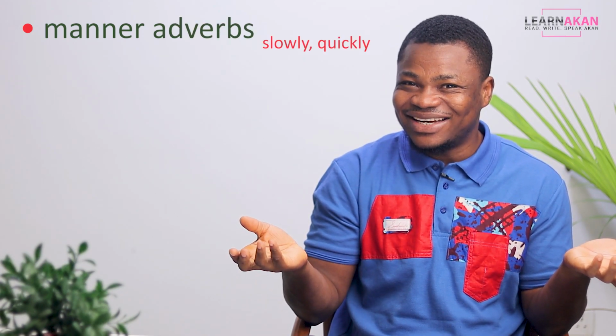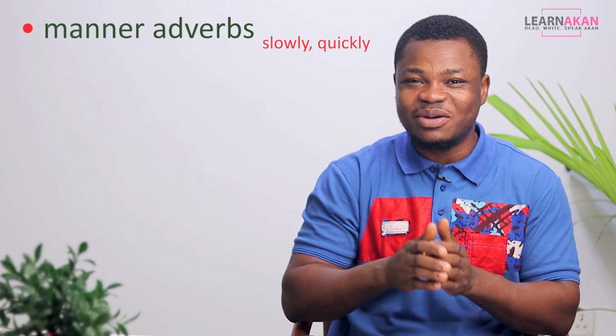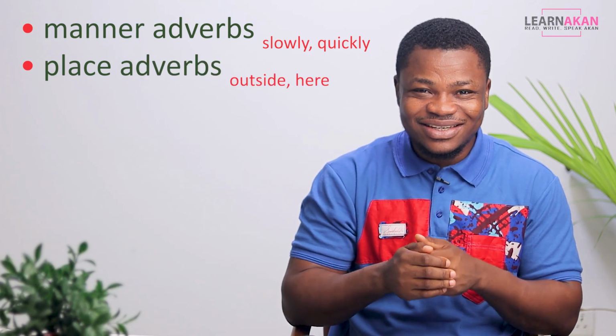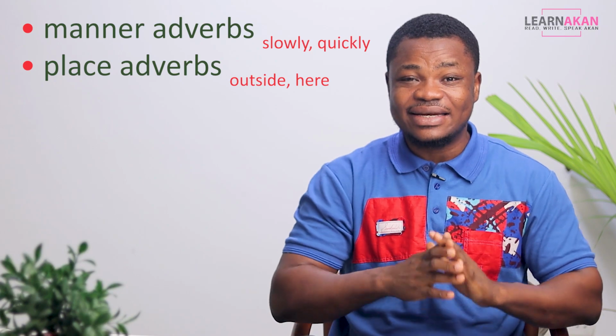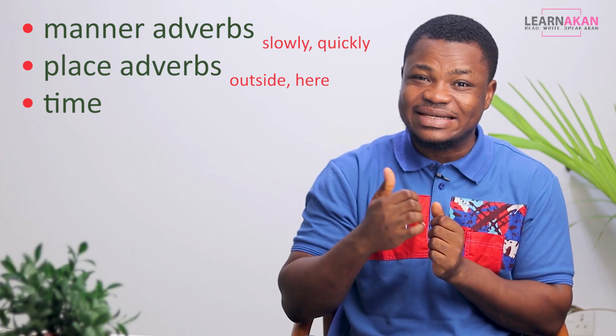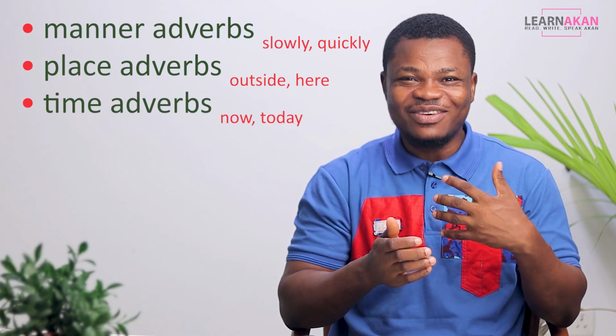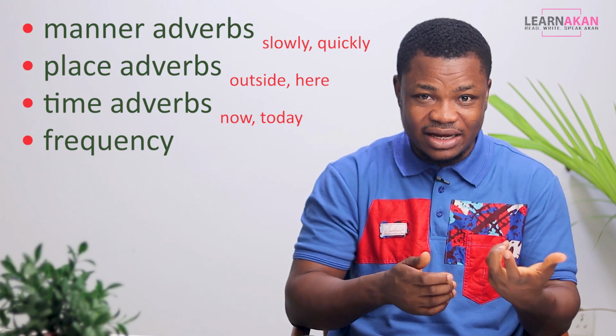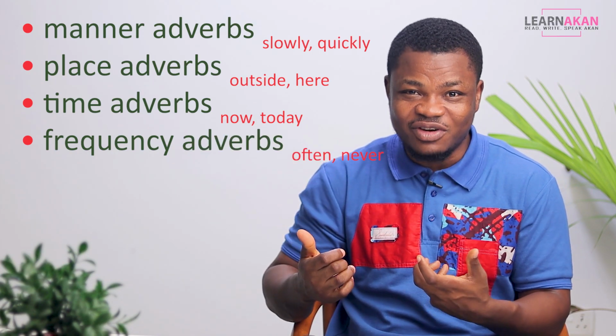The adverbs that provide us with information regarding the manner in which something is done, we call such adverbs the manner adverbs. Simple, right? And then the adverbs that provide us with information regarding the place where something happens, guess what, we call them place adverbs. The adverbs that provide us with information regarding the time when something happens or something is done, we call such adverbs the time adverbs. And then we have the adverbs that provide us with information regarding the frequency at which something happens or something is done, called the frequency adverbs.